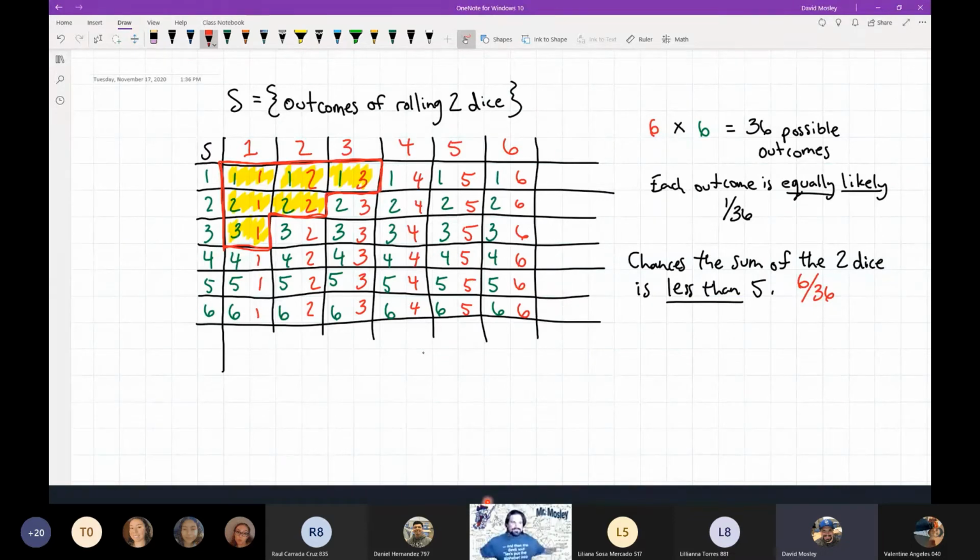This is how we can use our area model, or our probability model, our sample space. What can I clarify now that I've royally fixed it?